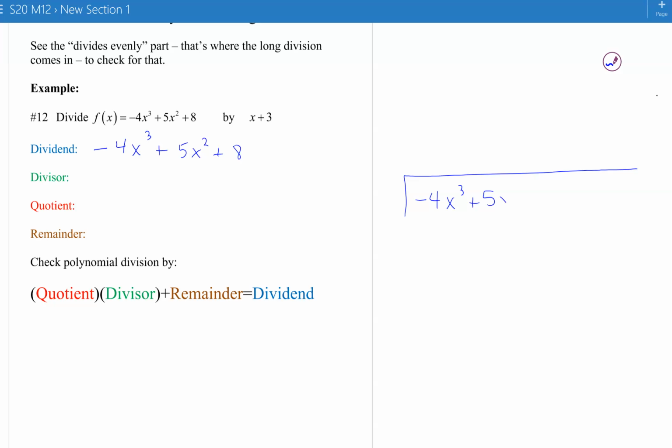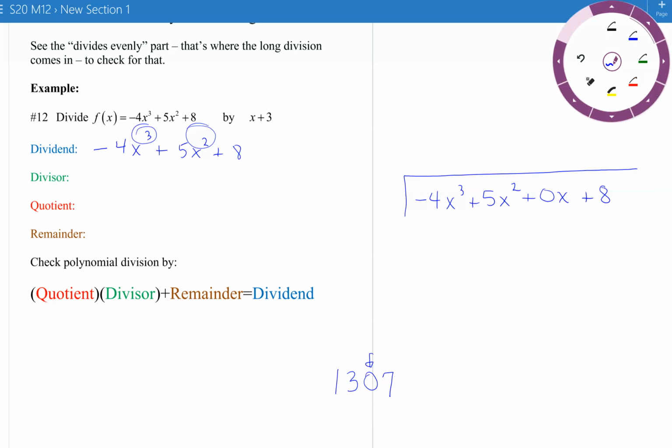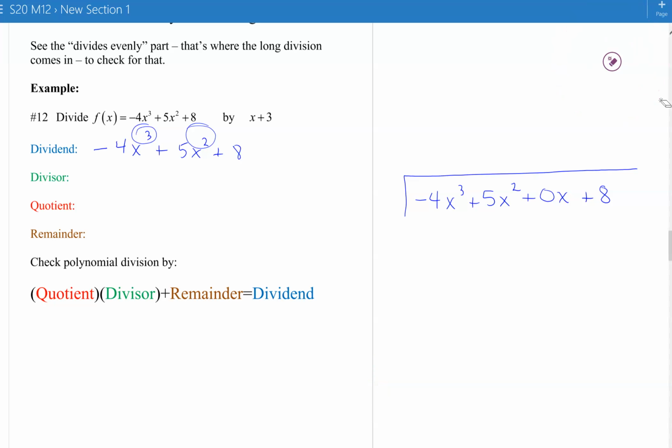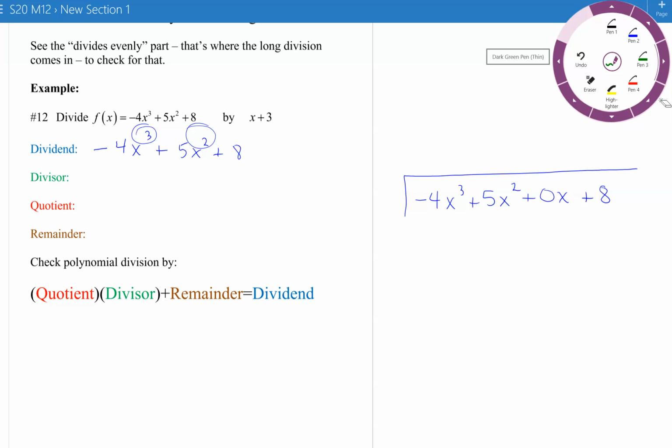Now we're missing an x term. We have degree 3, degree 2, and no degree 1. So you need to put a 0 placeholder. And each degree term of a polynomial is analogous, or plays the same role, as a digit when you're doing number division. And so if you had 1307, if you didn't have this 0 placeholder here, it would be representing a different number. So please don't forget to put 0 placeholders in any degree term that's missing.